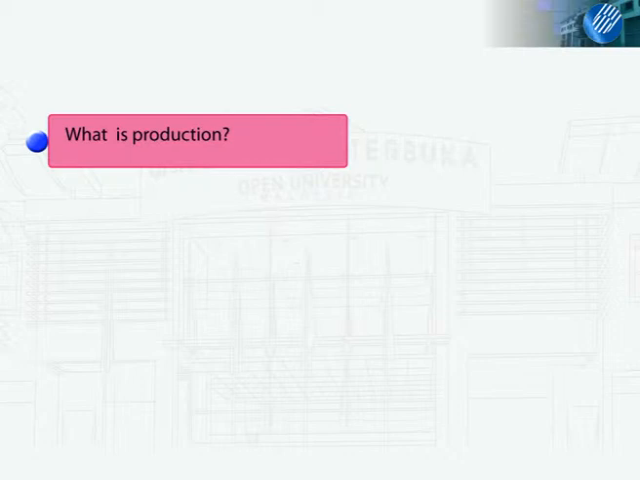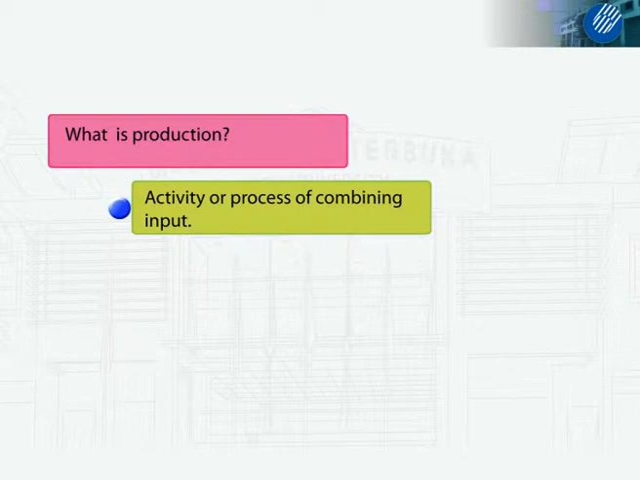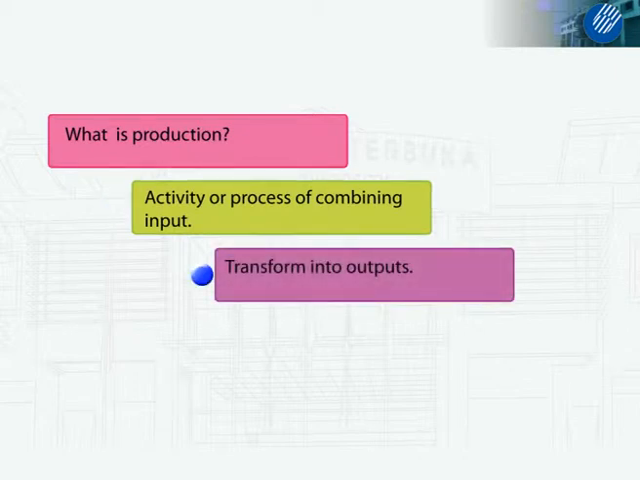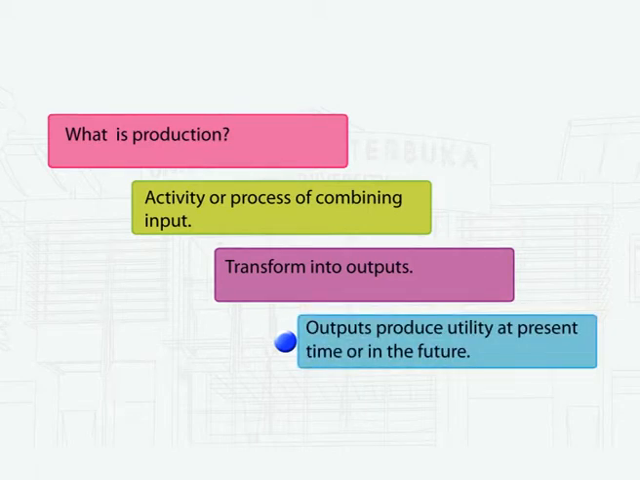Production is very important in an economy. In fact, many economists consider the success in production activities as an indication of progress of a country. Production is important due to its role in changing inputs into valuable materials. The value enhancement will result in higher consumption satisfaction. In connection with that, we can define production as an activity or process of combining inputs to transform into outputs that produce utility at present time or in the future.